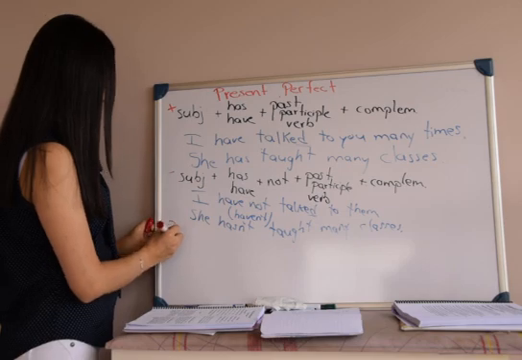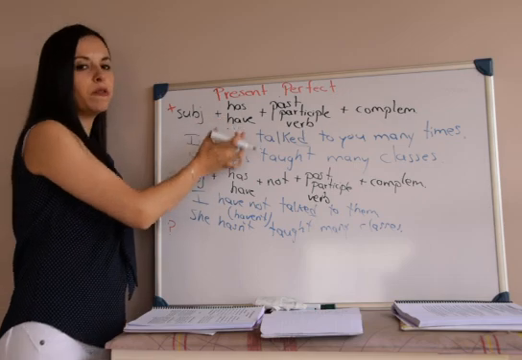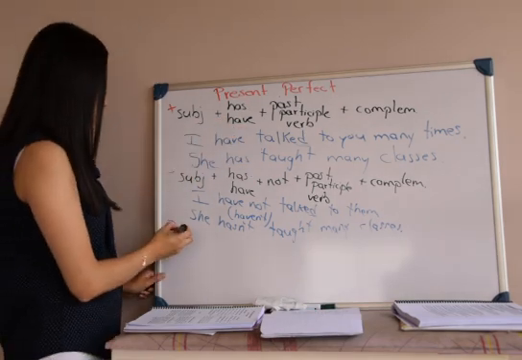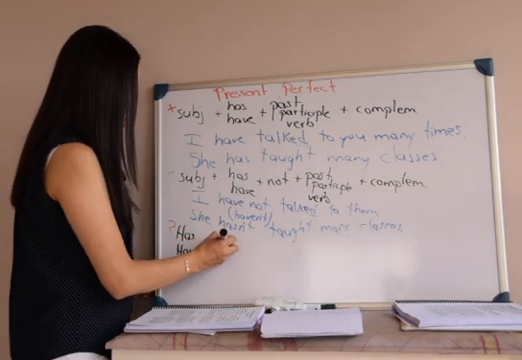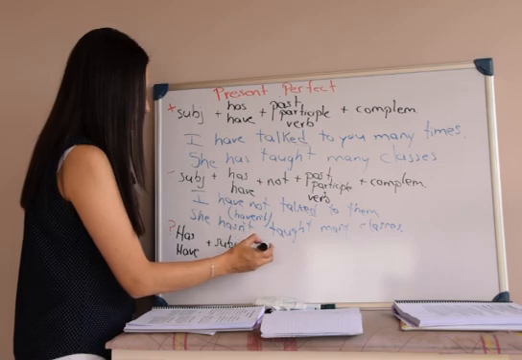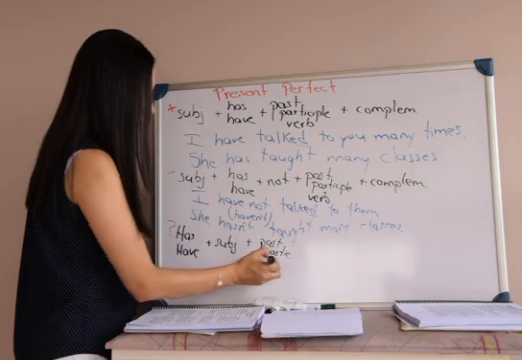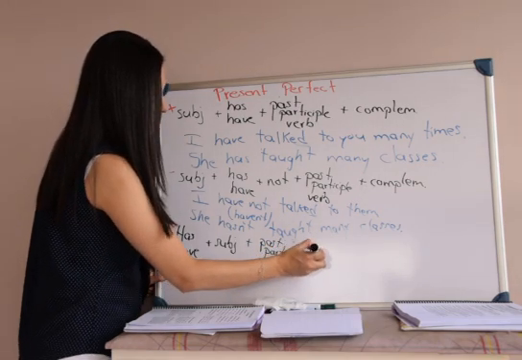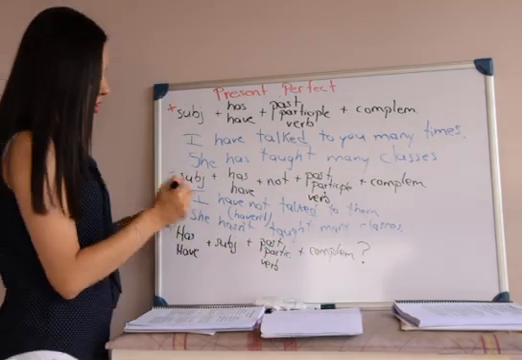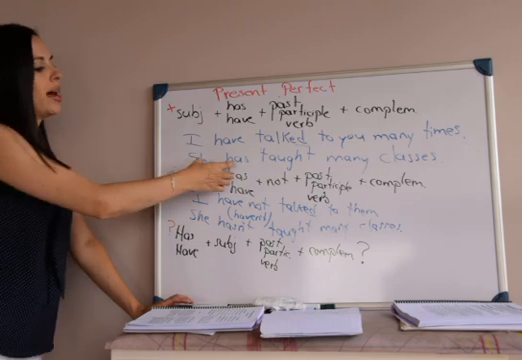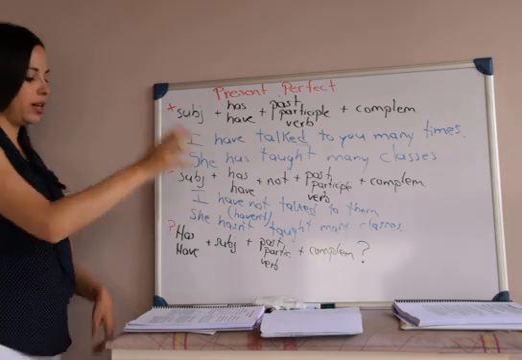Okay, and the questions. Again, as we usually do with questions, we just need to move the auxiliary to the beginning of the question. So we have to start the question with has or have plus the subject plus past participle verb plus complement if necessary and question mark. Okay? So if I want to ask if she has taught many classes, I just move the has to the beginning of the sentence, right?